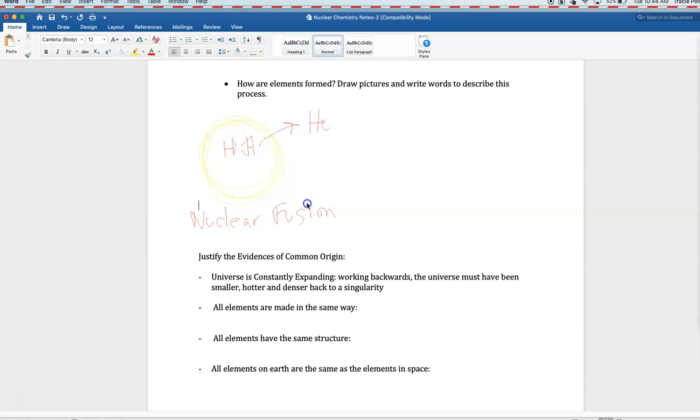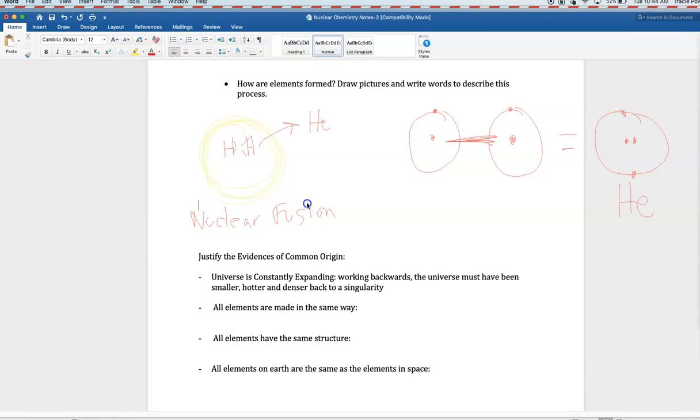So I'm going to draw over here what's actually happening. Hydrogen has one electron and one proton. Another hydrogen has one proton and one electron. And when they come together and have enough heat and enough pressure, something called fusion happens. And they actually become one atom with 2 electrons and 2 protons. And we know that guy as helium.